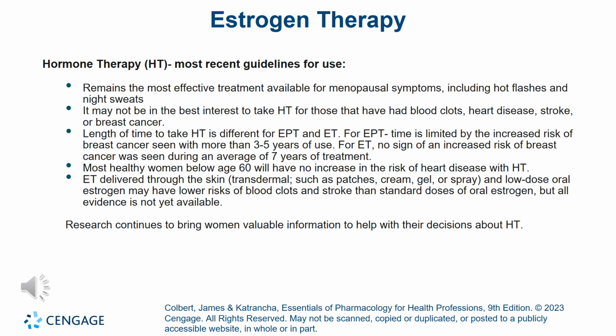For EPT, time is limited by the increased risk of breast cancer seen with more than 3 to 5 years of use. For ET, no sign of an increased risk of breast cancer was seen during an average of 7 years of treatment. Most healthy women below age 60 will have no increase in the risk of heart disease with hormone therapy.